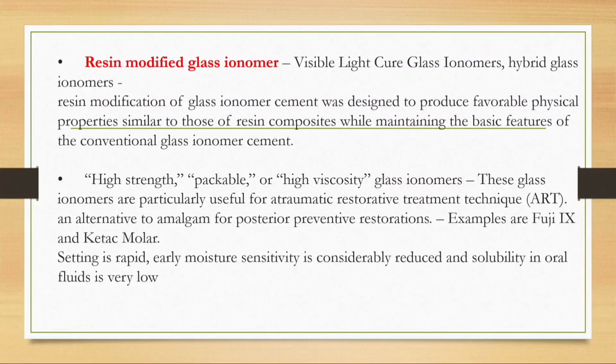Whereas we have resin modified GIC, that is visible light cure or hybrid glass ionomers. It was designed to produce favorable physical properties similar to those of resin composites while maintaining the basic features of conventional GIC. So this is high strength, high viscosity GIC, commonly used in ART technique, we have seen in previous slides. It's a common example, very popular Ketac Molar. The setting is very rapid and early moisture sensitivity is considerably reduced, and solubility in oral fluids is very low.